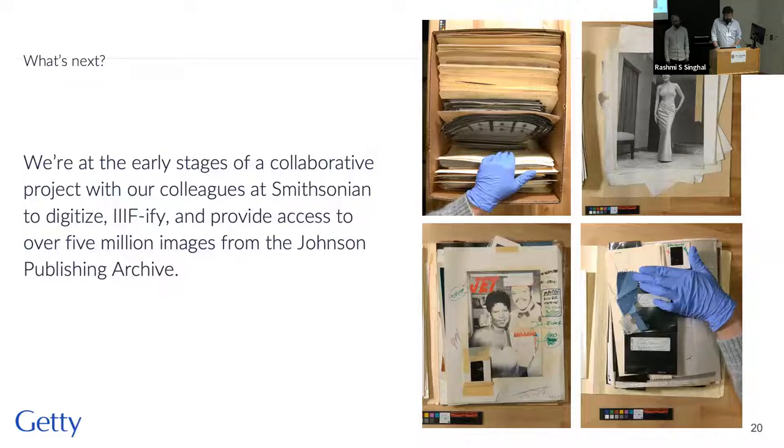And where we're going next is we're beginning this collaborative project with colleagues at the Smithsonian. Getty and Smithsonian, several of the foundations came together to buy the archives of the Johnson Publishing Company, which is the publishing company that published the Ebony and Jet magazines. It's a photo morgue of about 5 million photographs.